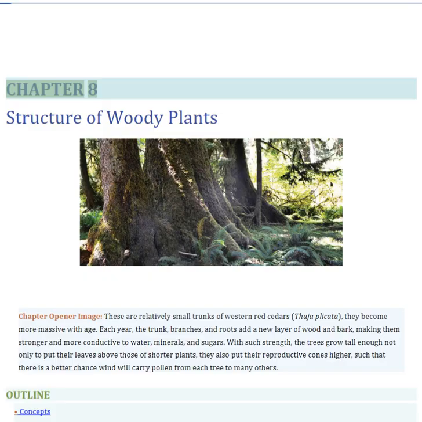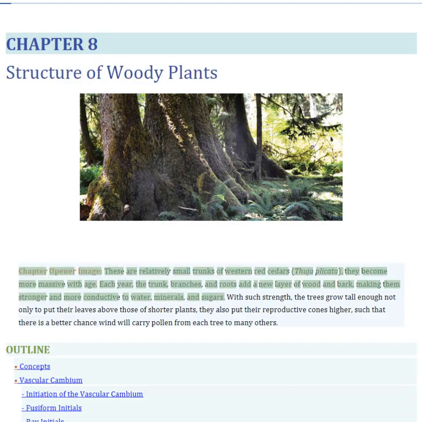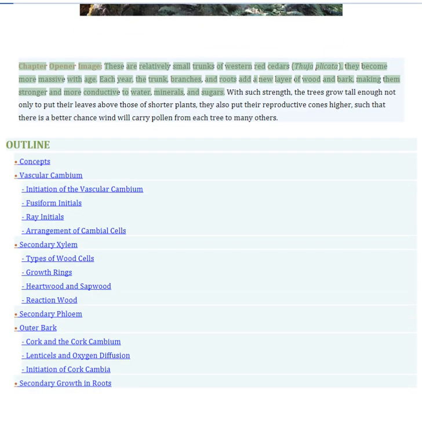Chapter 8. Structure of woody plants. Chapter opener image. These are relatively small trunks of western red cedars. They become more massive with age. Each year, the trunk, branches, and roots add a new layer of wood and bark, making them stronger and more conductive to water, minerals, and sugars.